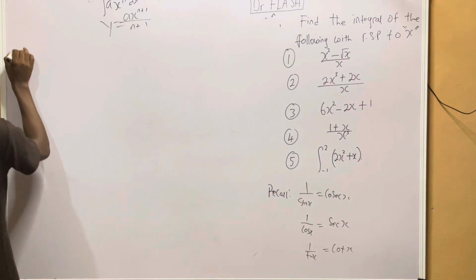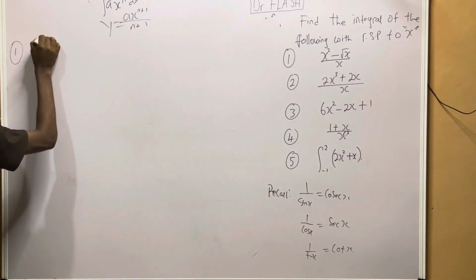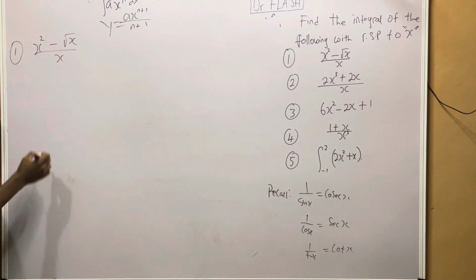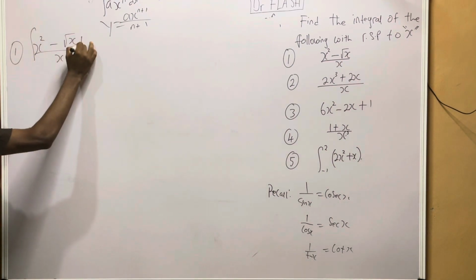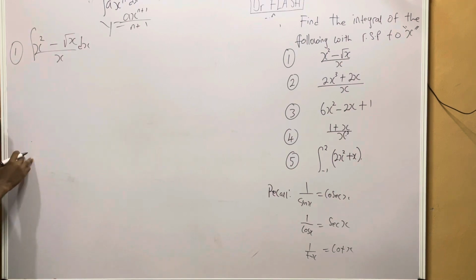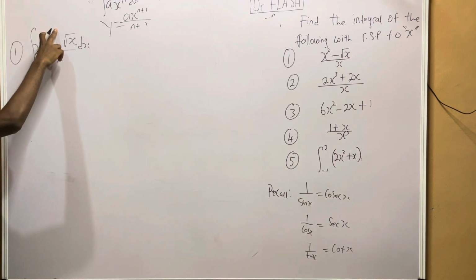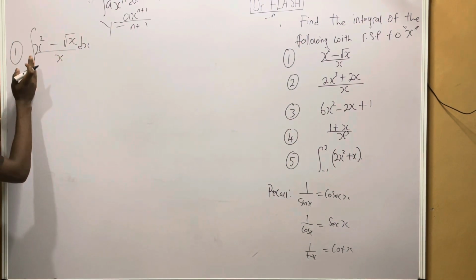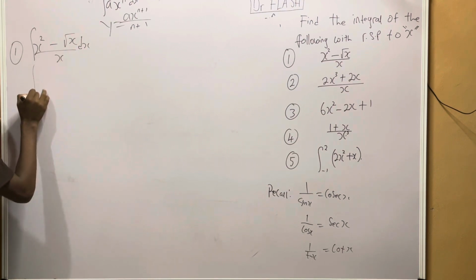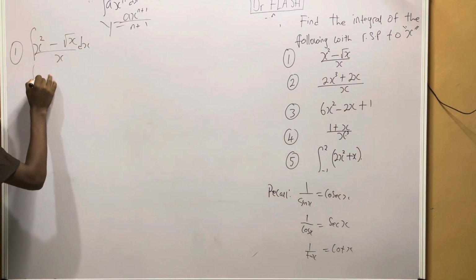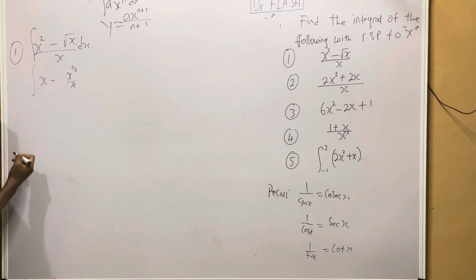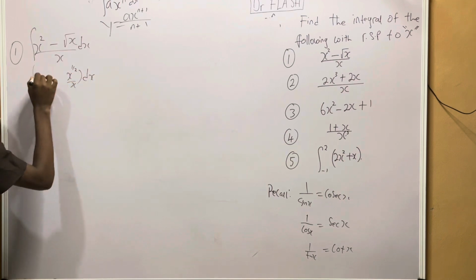Now, for the first question, we're having x squared minus square root of x, over x. This is what we're asked to integrate with respect to x. Now, how are we going to do this? There is no special formula, just like quotient rule. We can't apply quotient rule here. Quotient rule only works for differentiation, it does not work for integration. So what I want to do first of all is to split this. By splitting it, I'm going to get x squared over x, that's x, minus x to the power 1 over 2 over x.